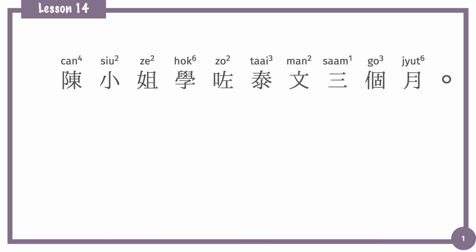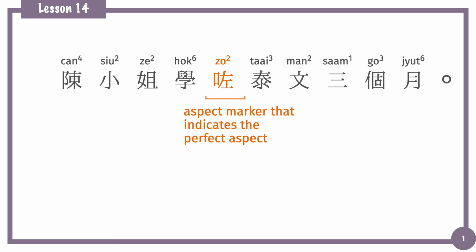Now we can see the first sample sentence of the day. 陳小姐學咗泰文3個月. In this sentence, we will focus on the aspect marker 咗. 咗 is a particle indicating the perfect aspect.